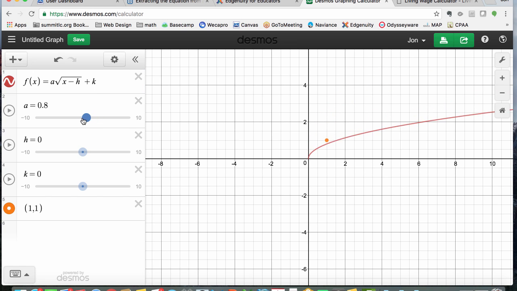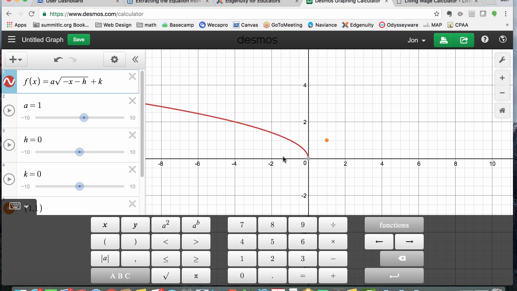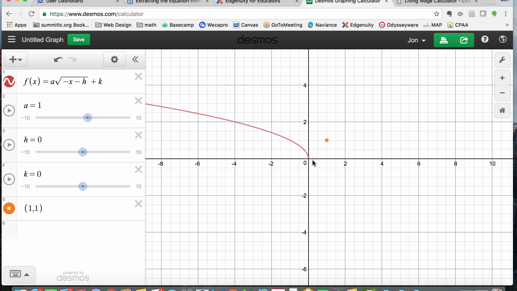You can also make a a fraction. What happens when I make it 1 half? So now instead of over 1 up 1, that's going over 1 up a half. Look at that. So there's my value for a. Now watch what happens when I make a negative. So negative a's make it go down. Now it's opening downward. A negative value in front gives it a reflection. It flips it over the x-axis. That's what we call a reflection. I can also make a reflection over the y-axis by making x negative. So anytime we add negatives into places, then it makes the graph open left instead of right, or open down instead of up. So there's a good introduction to radical functions.